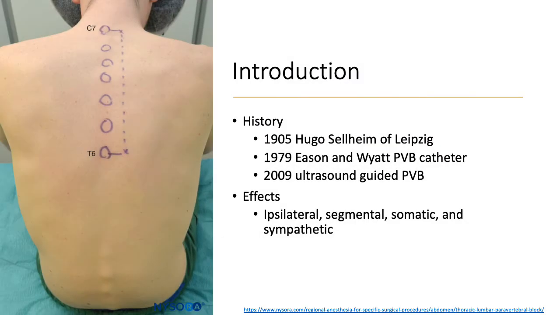The paravertebral block was first performed in 1905 and was popular in the early 1900s before falling out of favor. It was then resurrected in 1979 with the placement of paravertebral catheters. The effects are ipsilateral, meaning one-sided, segmental, they cover a few dermatomes, they're somatic, meaning they cover sensation, and sympathetic, meaning that the paravertebral block can cause hypotension.